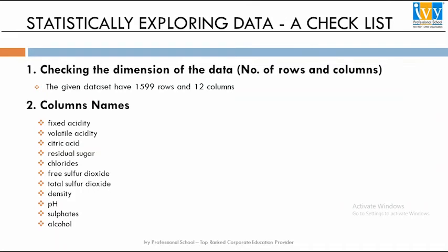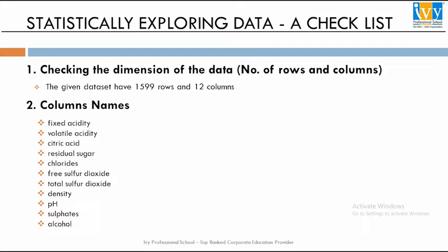So if we are discussing statistically exploring the data, then you should be looking forward to three things. First thing is checking the dimension of the data. That is the total number of rows and the total number of columns present in your data set. Here, as you can see, the given data set has 1599 rows and 12 columns.